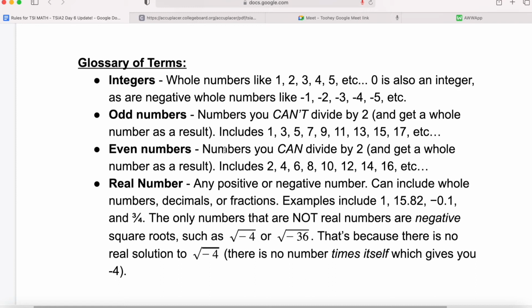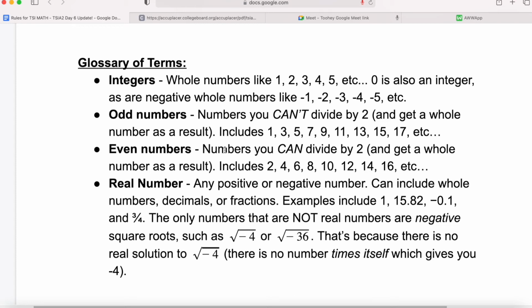Any number, man. Any number you can think of, basically, is a real number. Essentially. Any number you can think of. It can be decimal, can be fraction, can be positive, can be negative, can be anything. Anything. All right? Except one special kind of number that's not a real number. Go ahead and read the rest.